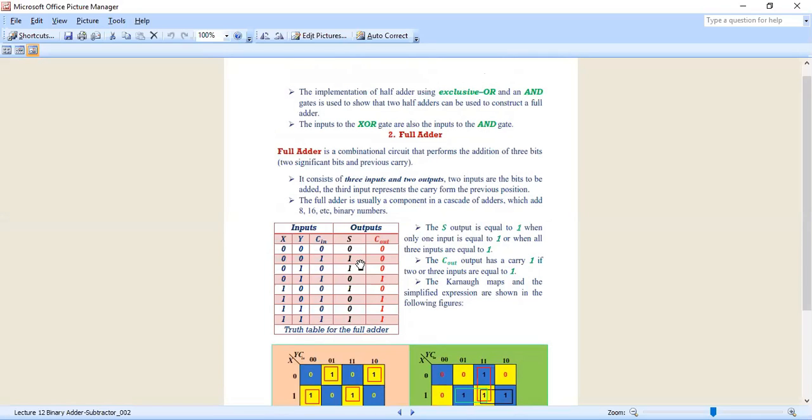So you have to draw the K map for sum and carry. You have to draw the K map for sum and carry. If you draw it, what will the K map look like?